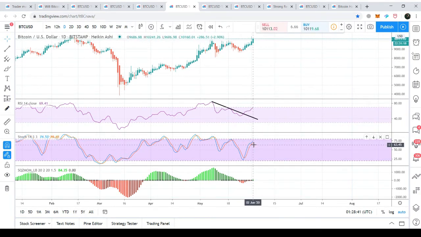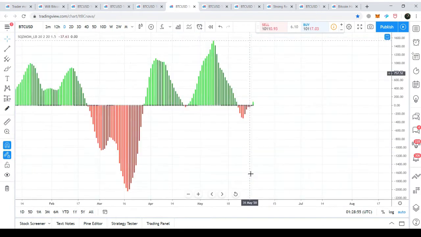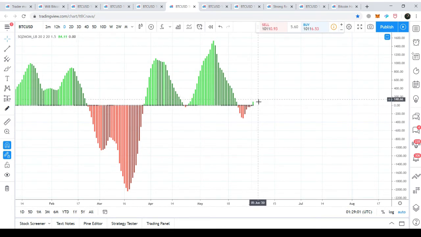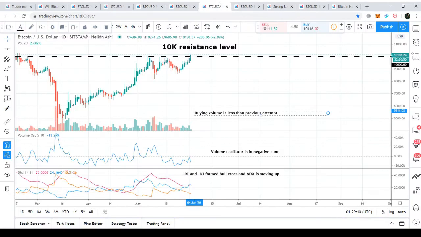And if we watch this stochastic RSI, then we can see that the stochastic has also given us the bull cross from very close to the oversold zone, and it is still in a strong bullish position. And if we watch this momentum indicator, then we have a first green bar appeared by this momentum indicator, and it has turned very strong bullish on the daily chart. So all these indicators have turned very strong bullish on the daily chart.